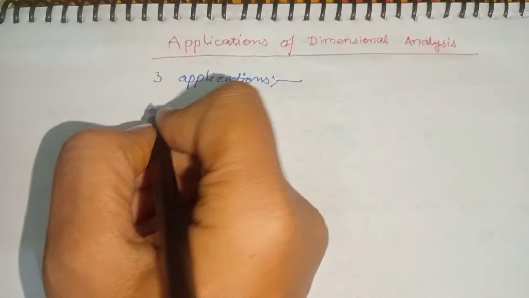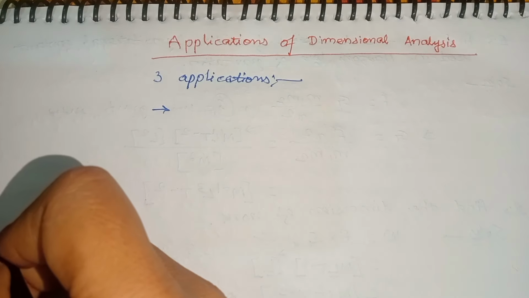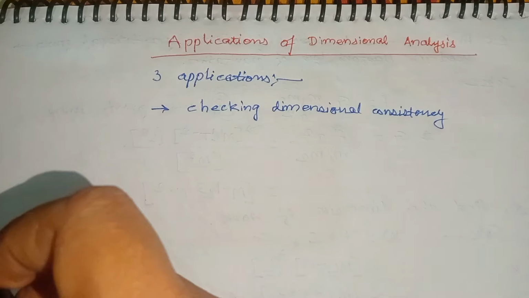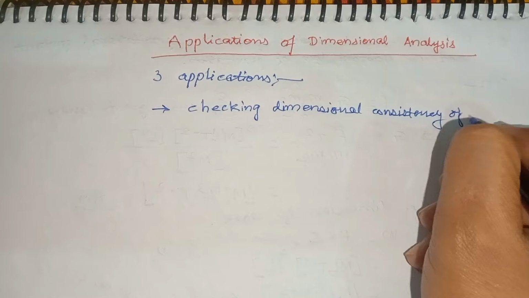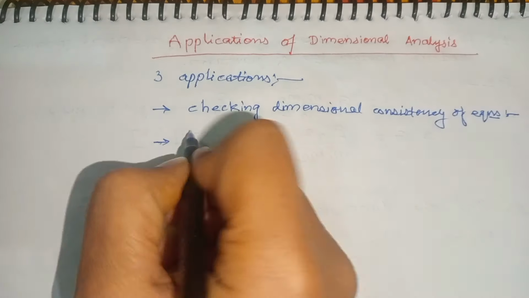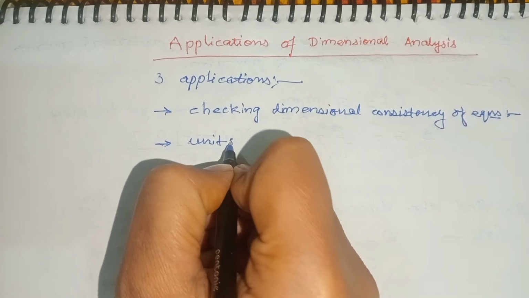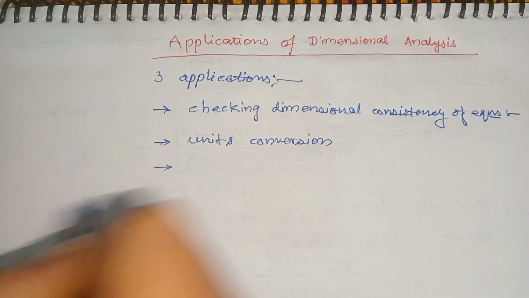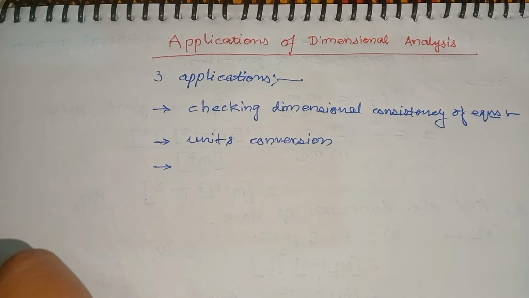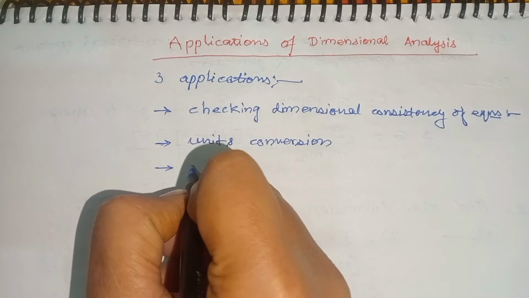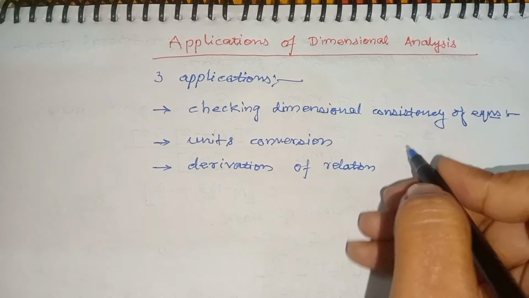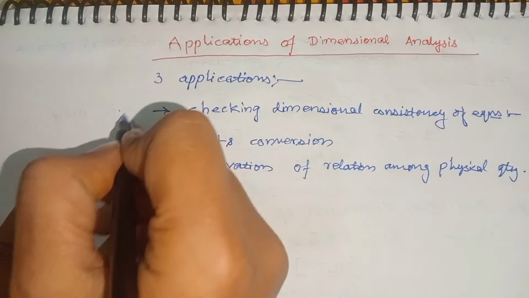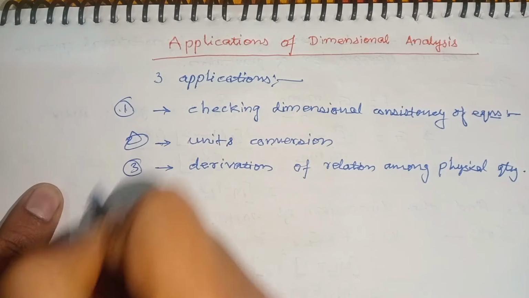The first application is to check the dimensional consistency of equations. The second one is unit conversion. It converts one unit into another, so it can be helpful in unit conversion. And the third one is deriving a relation or formula, that is, derivation of relations among physical quantities. At first we will study the first one. This is number 1, number 2, this is number 3.